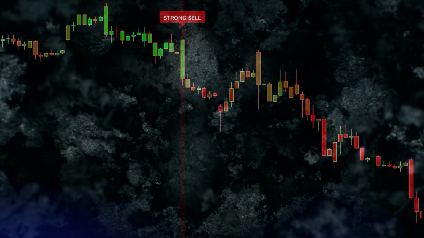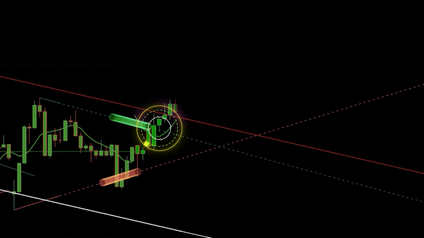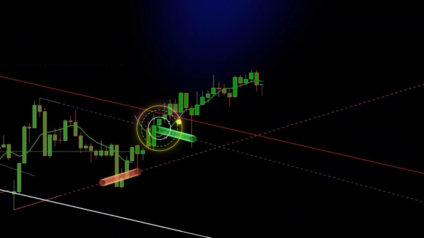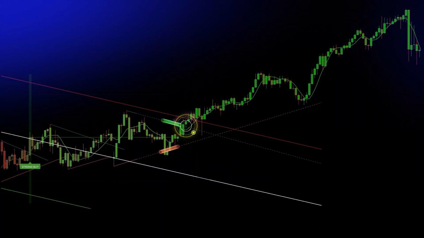Now, let's take it a step further with trend lines that break. These dotted lines highlight breakout points where price could make a strong move. Breakouts occur when price moves beyond a key trend line, often followed by increased momentum.